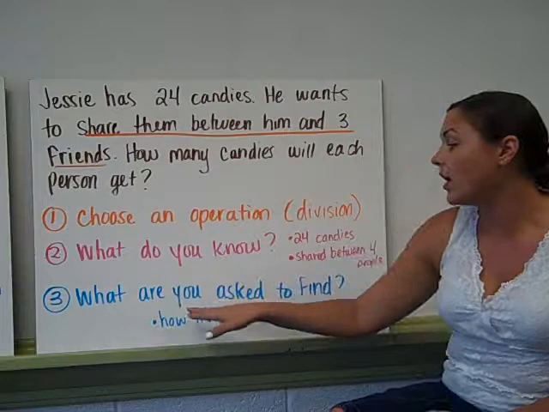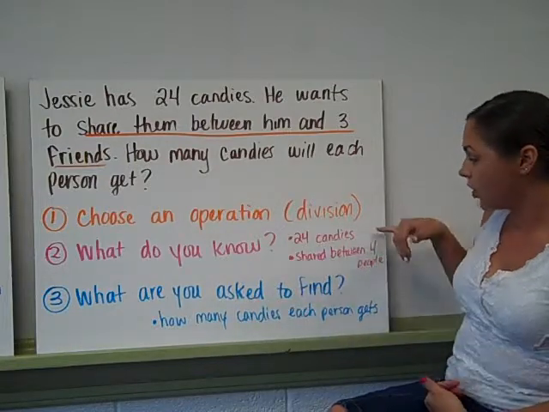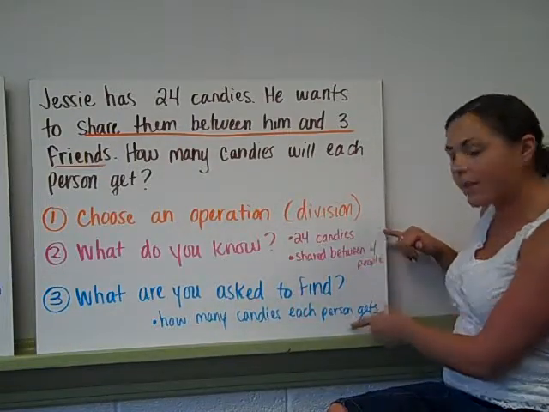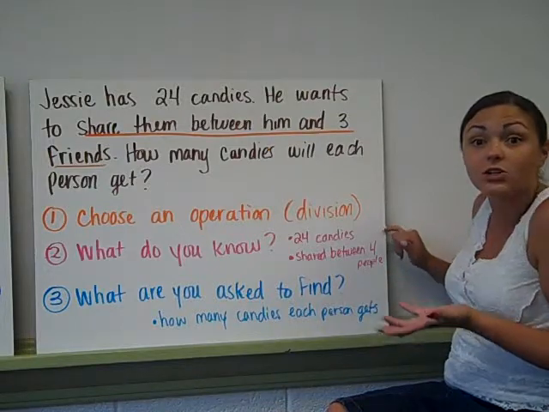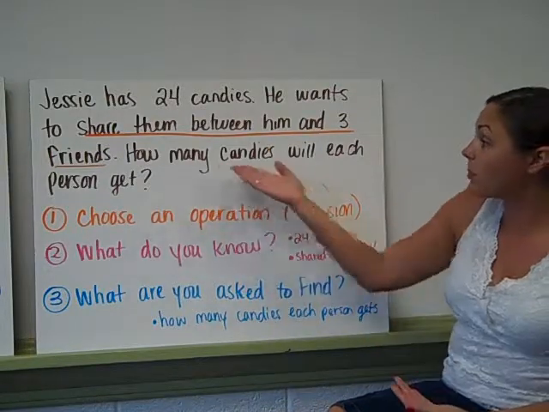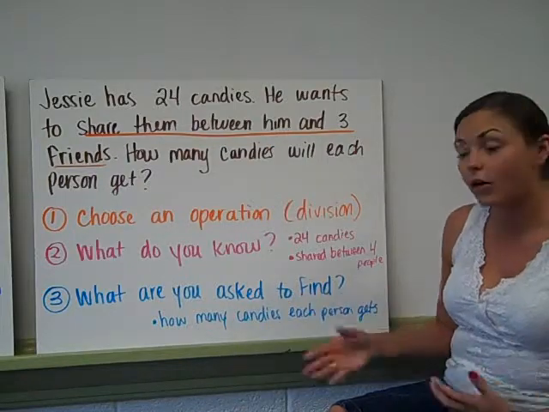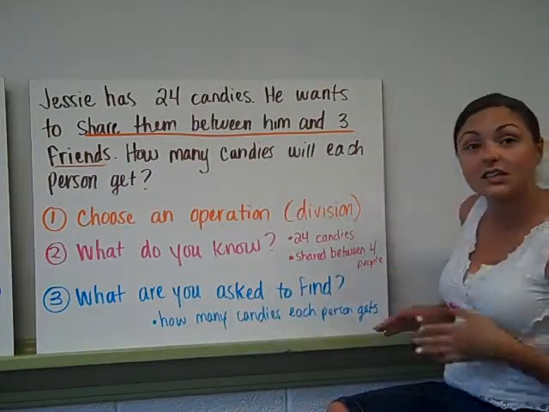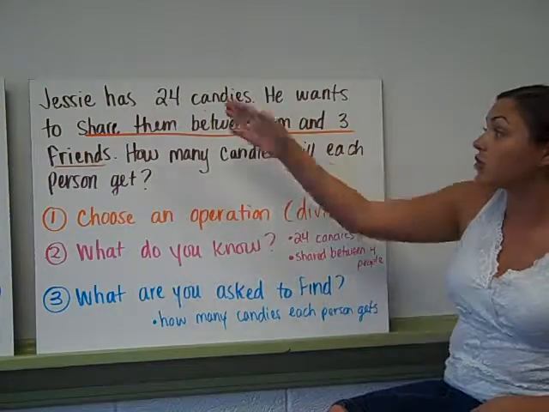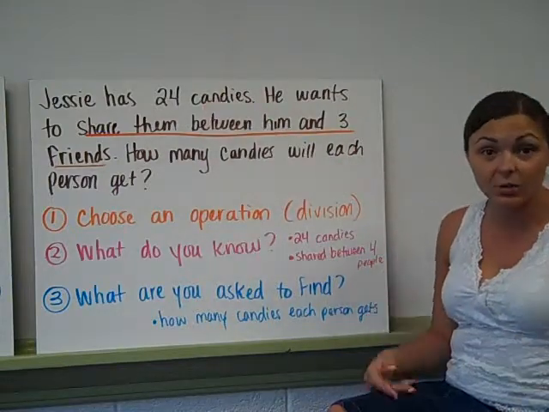Number 3, what are you asked to find? I know what it's already told me. What am I trying to find out? What am I trying to answer? Well, the question part is how many candies will each person get? So that's what I'm trying to find out. I'm trying to find out how many candies each person out of the 4, if there's 24 candies, will each get.